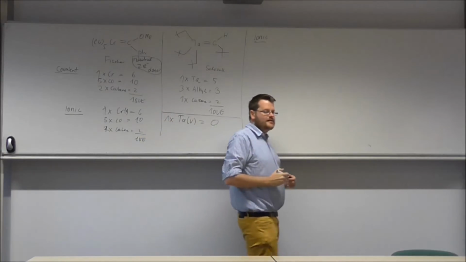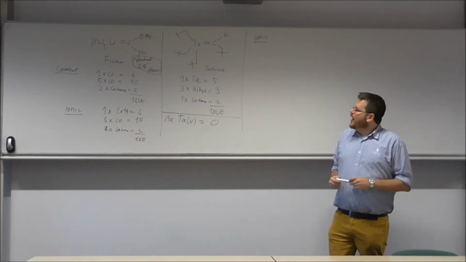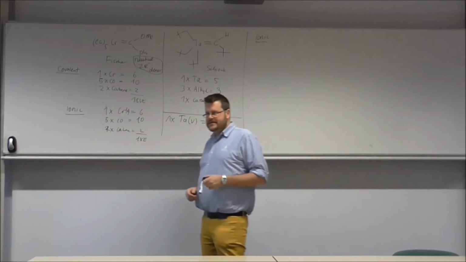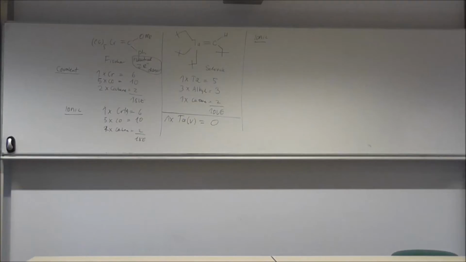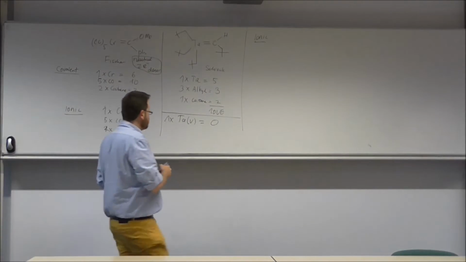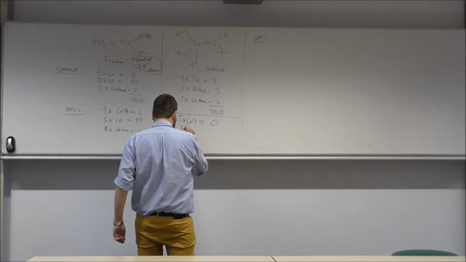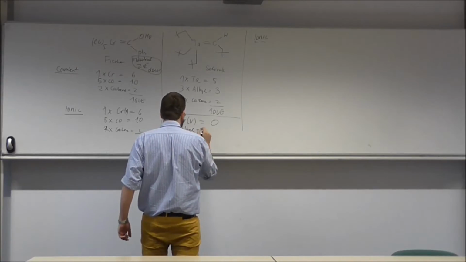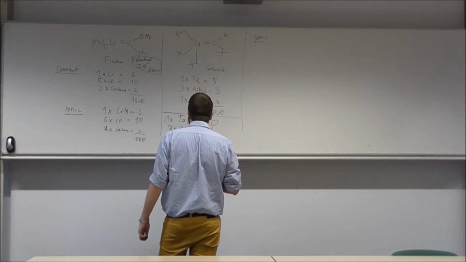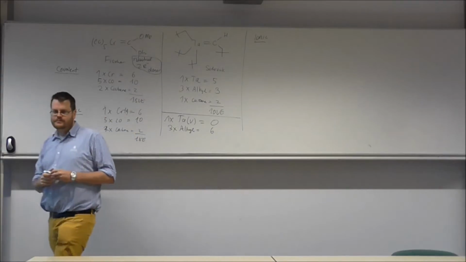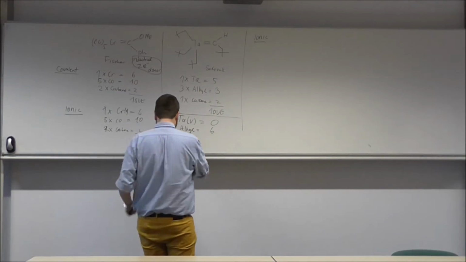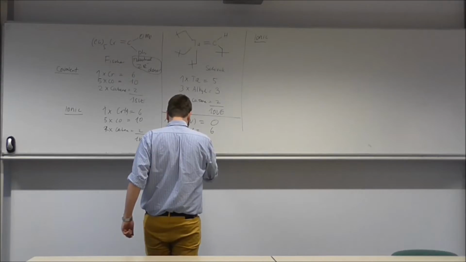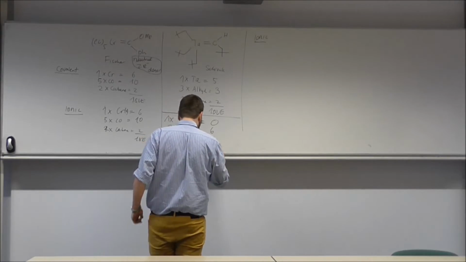No electrons. How do we count the alkyls if we're counting ionically? If we count ionically, that counts as a 2 electron donor. So it's 3 times alkyl is 6. And how do we count the carbene? As a 4 electron donor, if we count ionically. So we get the same value.